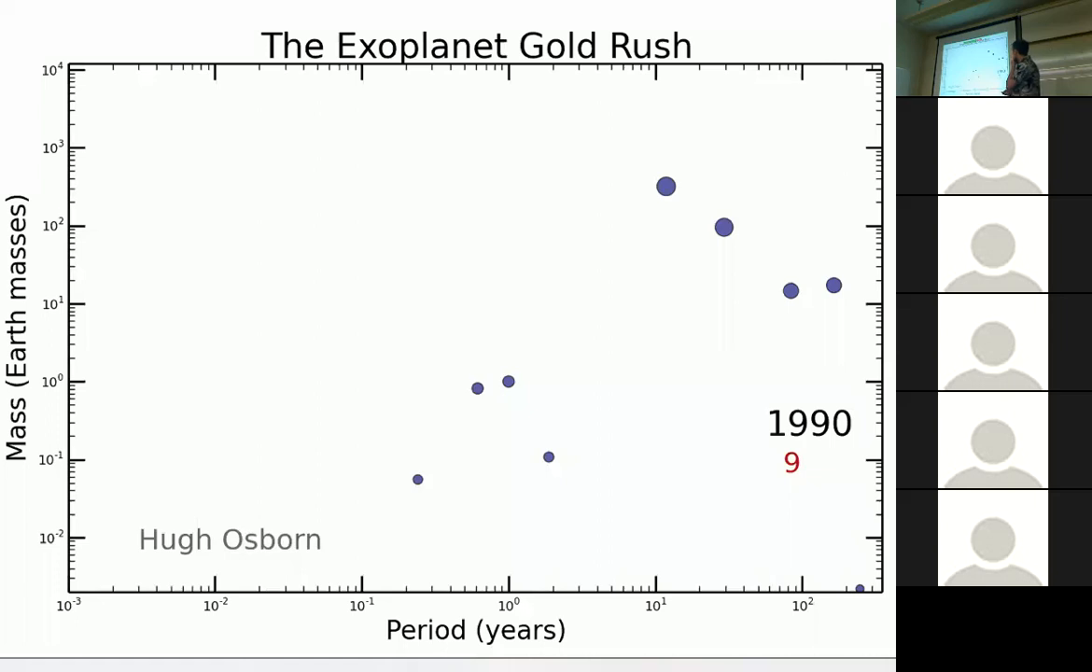Okay, so why is exoplanet science so exciting? This is an animation that I will play in a second that shows you the mass of planets on the y-axis versus their period. And the dots that are on the plot right now are the planets that we have in our solar system. And this is the case of how things stood in 1990.